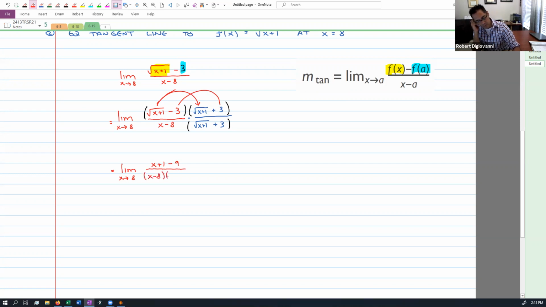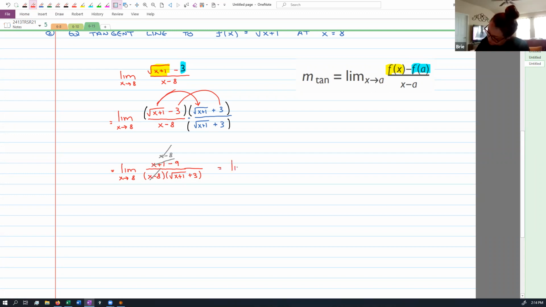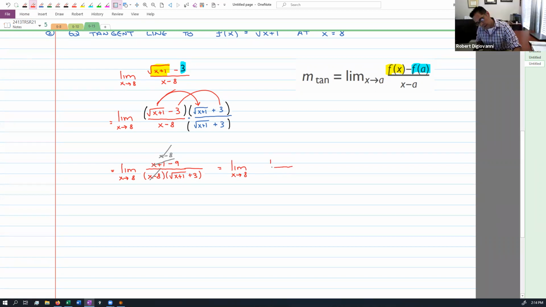But that still needs to multiply by the square root of x plus 1 plus 3, but I'm not going to do that. The reason I'm not going to do that is because my numerator is actually going to turn into x minus 8, and that is going to cancel out. So limit as x goes to 8. Okay, what's still left on top? A 1. Be careful. Don't just eliminate it and make it not be a fraction. That's still up there. And on the bottom is just the square root of x plus 1 plus 3.